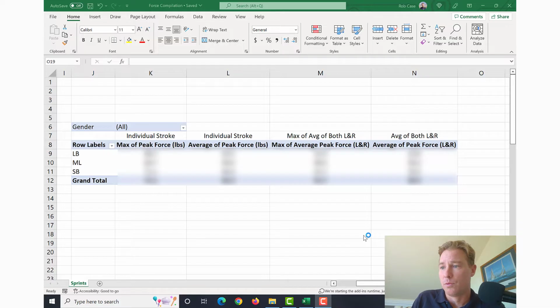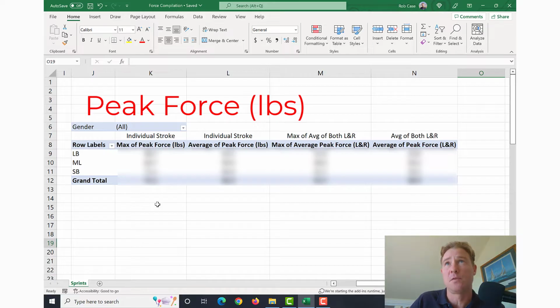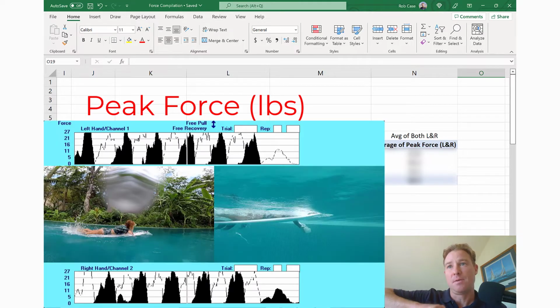So what I have on the screen, and I'll describe it to those of you that are just listening, is data collected on peak force. Now, what is peak force? Peak force is when they map the data on a curve. Peak force is the highest that curve gets.